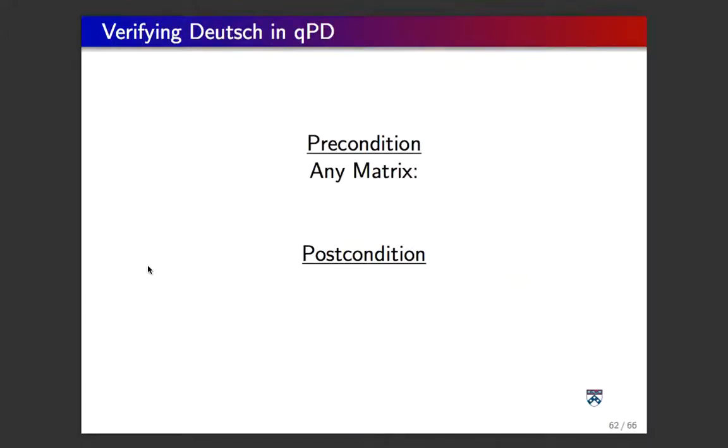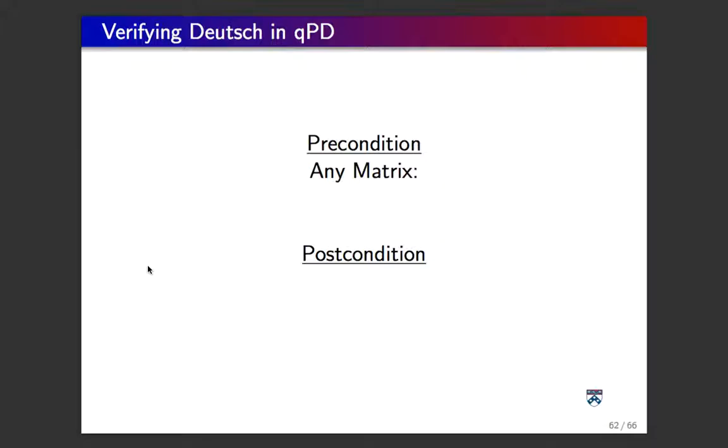We're now going to want to verify the Deutsch algorithm in QPD. And here's where QPD isn't easier, at least, than the other two languages, because previously it was very obvious what my pre- and post-conditions were, right? I was able to say them to you. Here we need to express these as matrices, though.